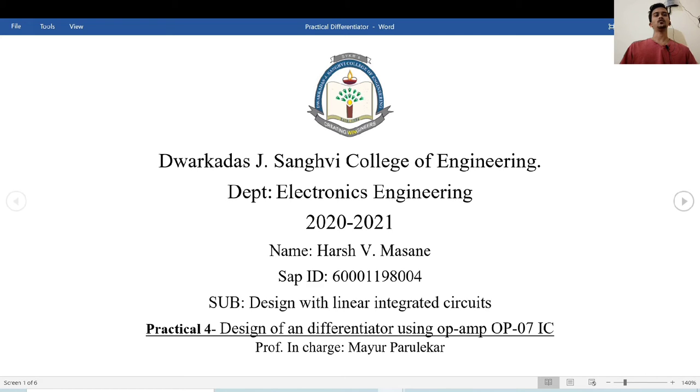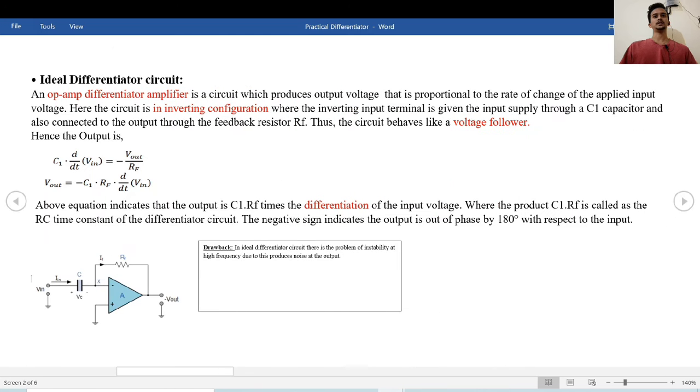Today I am going to present my practical, that is design of a differentiator circuit using op-amp. For this I am going to use the OP07 IC. So what is a differentiator circuit?